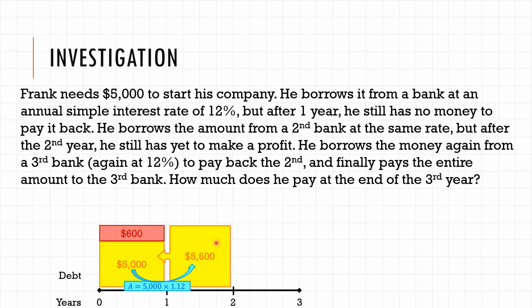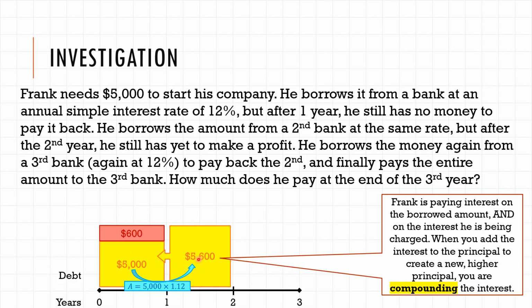So what happened here, just before we get to our answer, is we took the interest and we added it to the principal and we created a new principal. When you do this, Frank is now going to start paying interest not on $5,000. He's going to start paying interest on $5,600. He's going to pay interest on his debt and on the first year's interest.